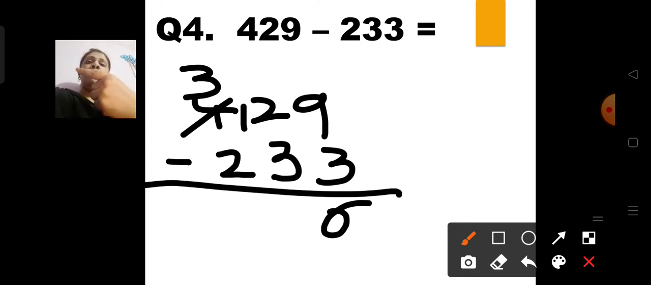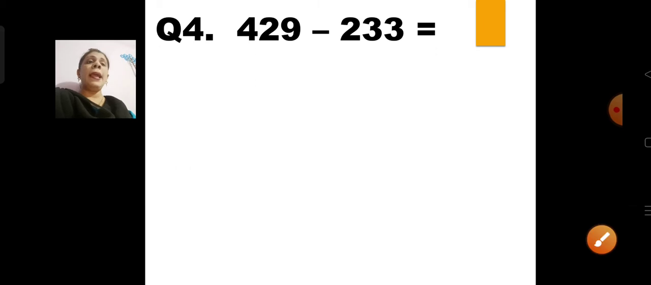So after 3, 4, 5, 6, 7, 8, 9, 10, 11, 12. So 12 minus 3 is 9. 3 minus 2 will be 1. So when I subtract 429 minus 233, I get my answer 196. Understood how you are going to solve during mental maths test?